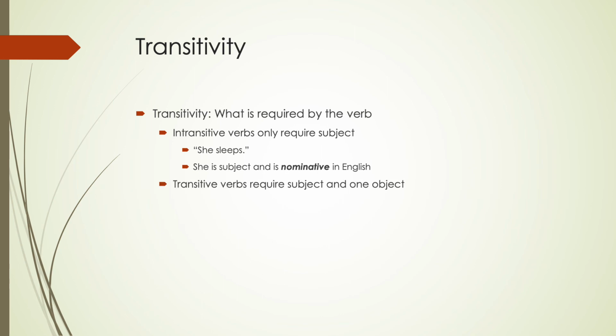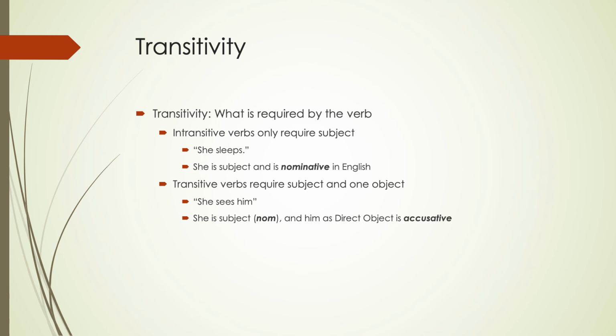So a transitive verb will require a subject and an object. So we have a subject, our nominative case, and then we also have a direct object, which would be the accusative case. So you notice that the pronouns are different. She sees him. We know that she has to be the subject because we're using a nominative pronoun. We know that him has to be the object because we're saying him and not he. And if we switch those around, we would be changing the pronouns also.